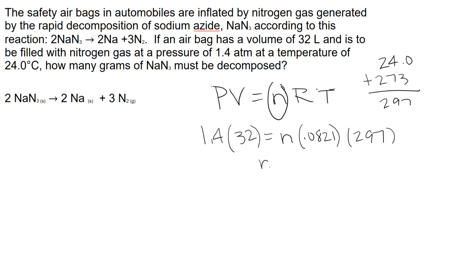When you do this and solve for n, you will get 1.84 moles, and that is moles of N2. It must be the moles of the gas because we use the ideal gas law. Now we're ready to create a BCA table.